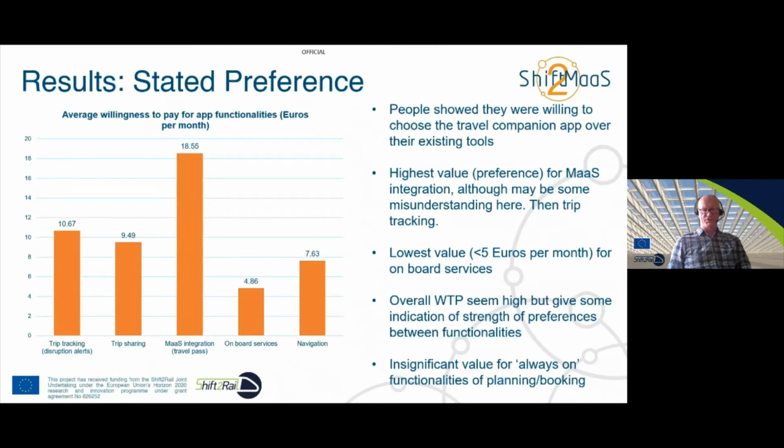But the other functionalities, I think, are interesting, and they do tell us something. The willingness to pay values do seem rather high overall, but they do give us some sense of the relativity between the different functionalities. So, putting MaaS integration to one side, the most important functionalities seem to be trip tracking, trip sharing, and then navigation, with onboard services having the lowest willingness to pay.